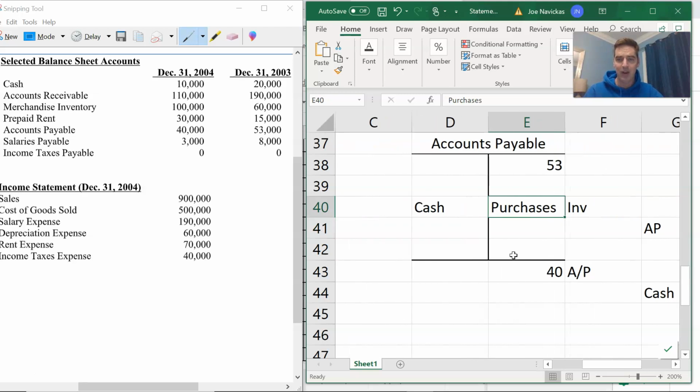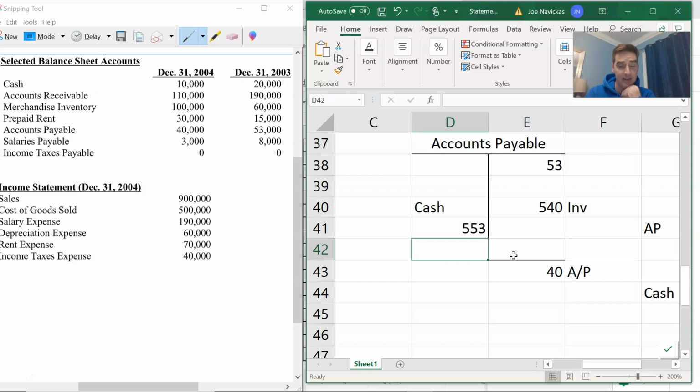So I'm going to take that 540 and plug it in over here. And I know that these two numbers are 40 greater than the cash paid to suppliers. So I could do the math real quick. I got 540 plus 53, 593 minus 40, right? So I get 553. Okay? So the cash paid to suppliers is $553,000.